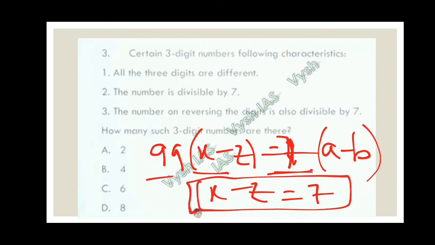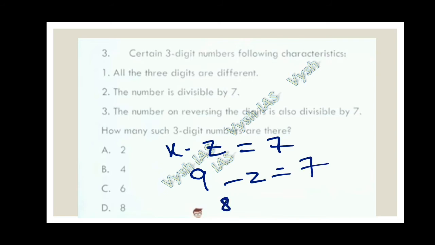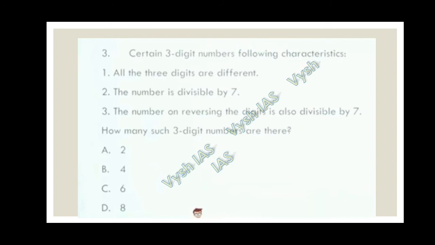So let's see how many values are possible if x minus z equals 7. If we substitute the values, 9 minus 2 is 7, 8 minus 1 equals 7. So here two numbers are possible, and on reversing them, the other two numbers are possible. So option B is correct, that is, 4 numbers are possible.